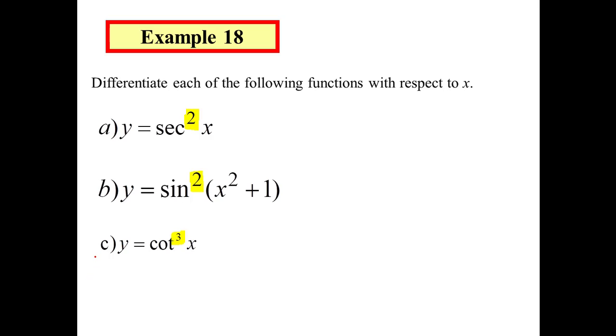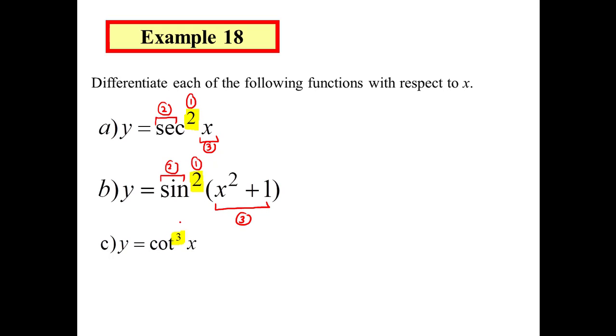Now the outermost function becomes power, followed by secant, and then lastly only the linear function x. So now you have 3 layers. For question B, the first layer is a power, the second layer is trigonometry sine, and the third layer is a quadratic, x squared plus 1.